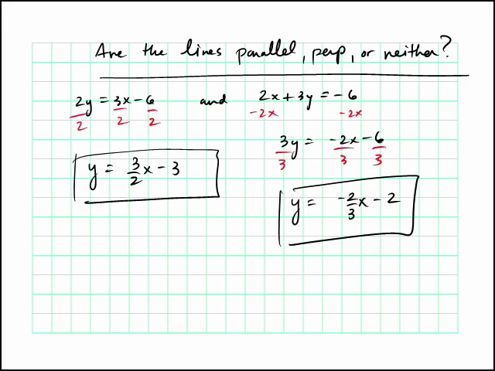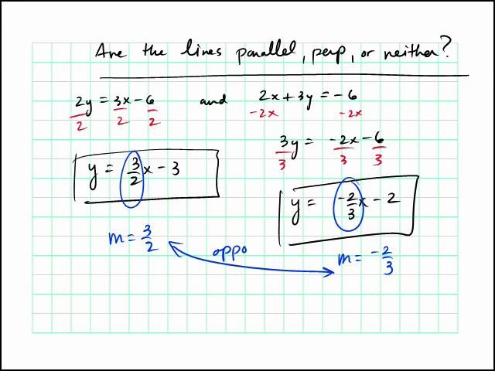Okay. So this one over here has a slope of 3/2, and this one over here has a slope of negative 2/3. And it looks to me like those are opposite or negative reciprocals. And from what we just learned, that means that these lines are perpendicular to each other. Perpendicular lines. Let's do one more.